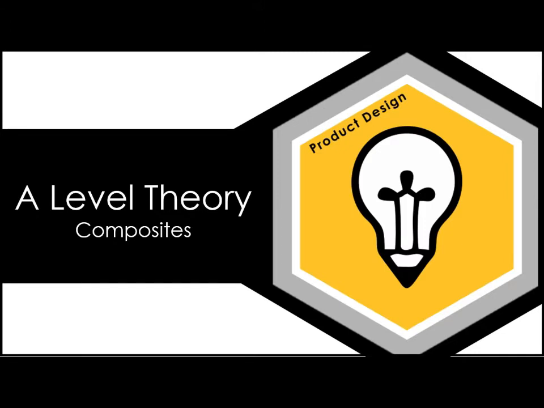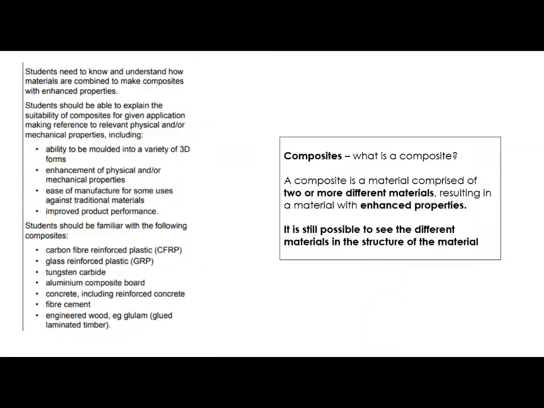Today we're going to be covering the bits and bobs that you need to know about composites for the exam. So this is straight from the exam specification. You need to know the range of composites listed on the bottom left hand side. We've got the classic two that you think about with composites, which are carbon fibre reinforced plastic and glass reinforced plastic, quite often called fiberglass. There are some that you may not have heard very much about before, one of those being tungsten carbide, but the rest of these have been mentioned in previous exam papers.